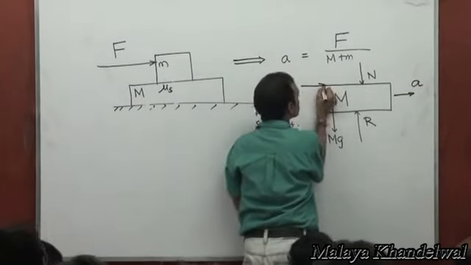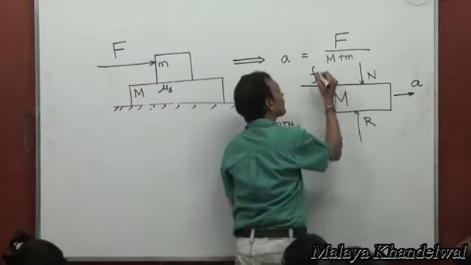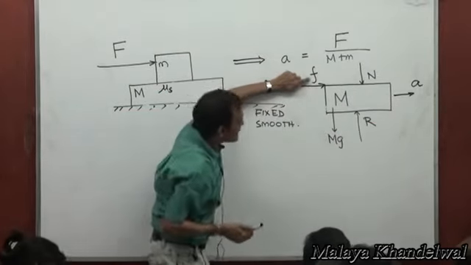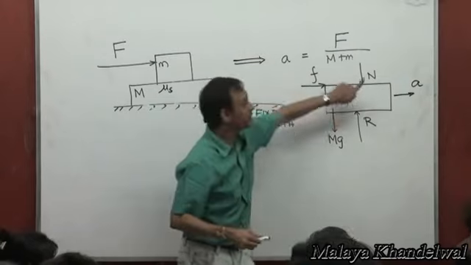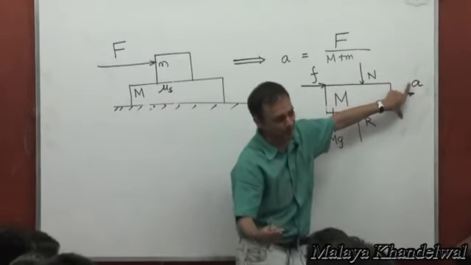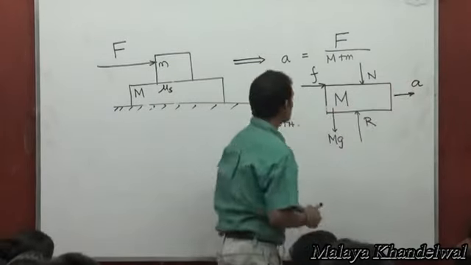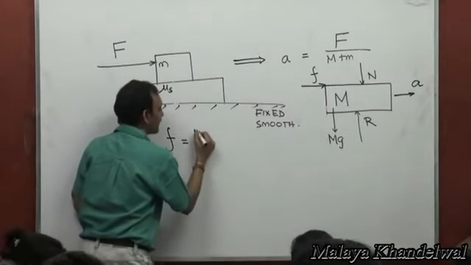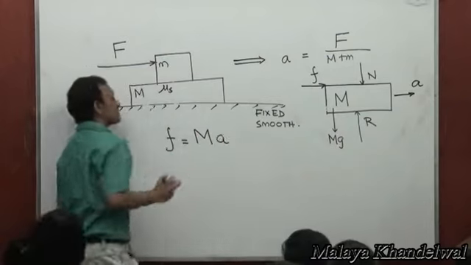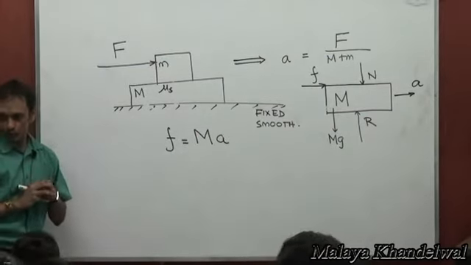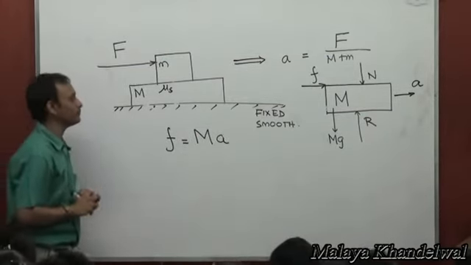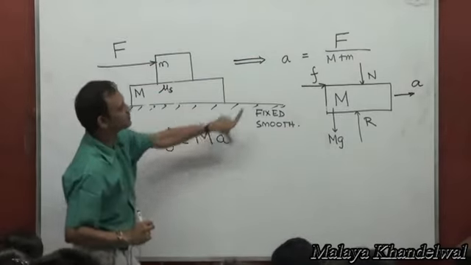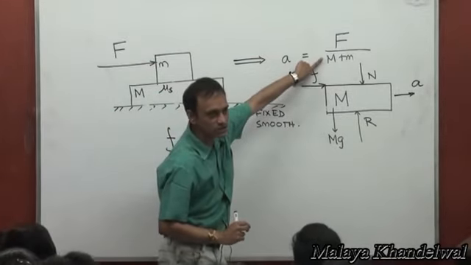Small m exerts friction f, and it is this f acting on capital M that produces this A on capital M. Is that okay? So can I say that small f is capital M into A, where A is computed from these considerations?